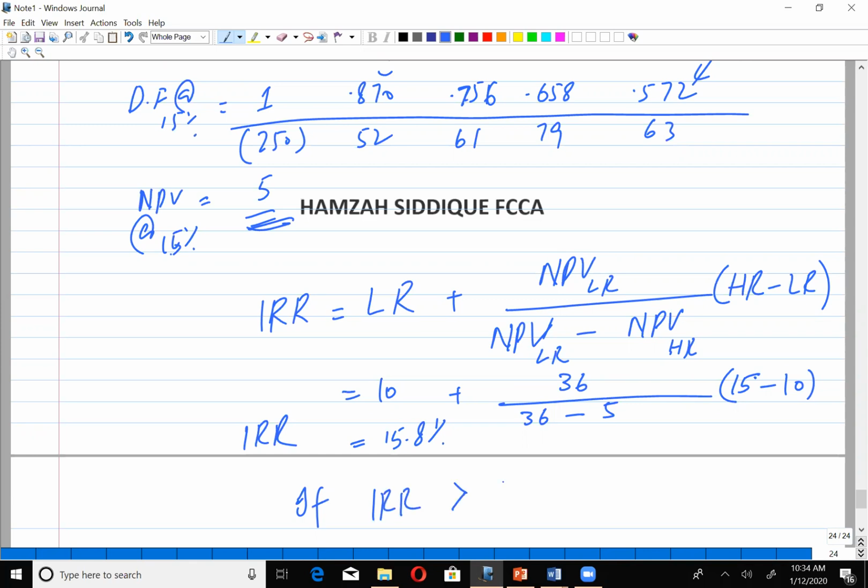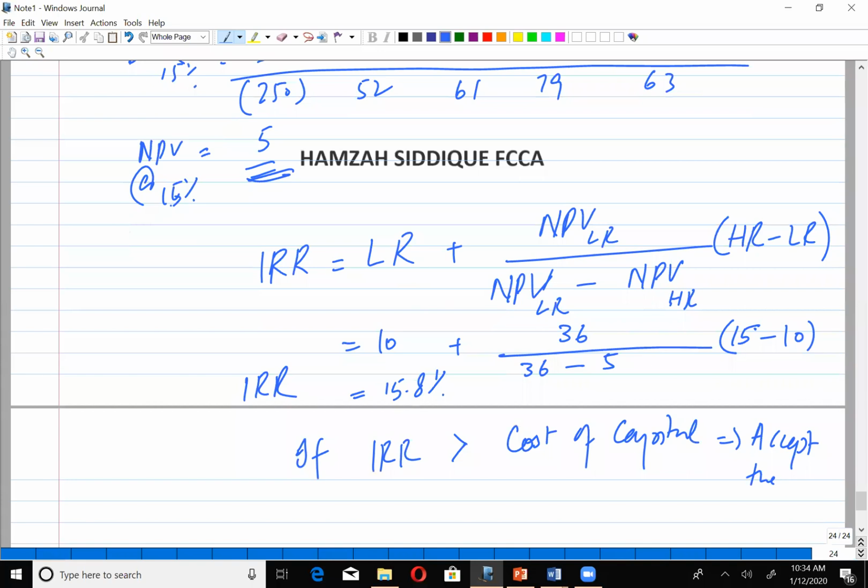of the project is greater than the cost of capital, we say accept the project. Otherwise, reject the project. If it is less than the cost of capital, we say reject the project.